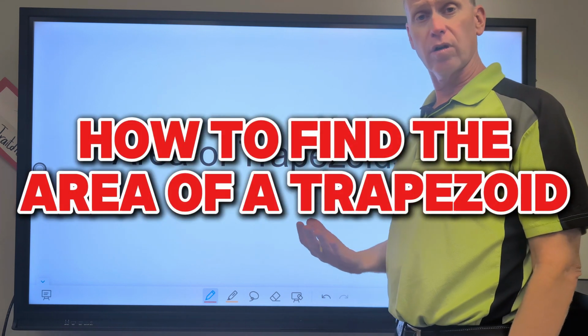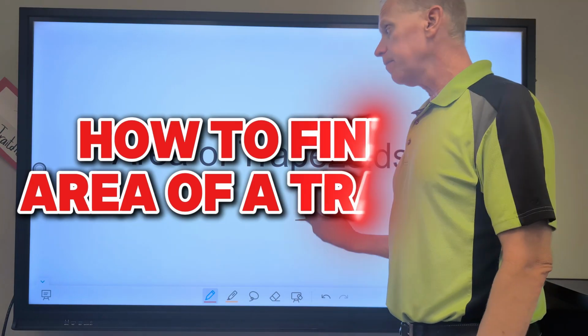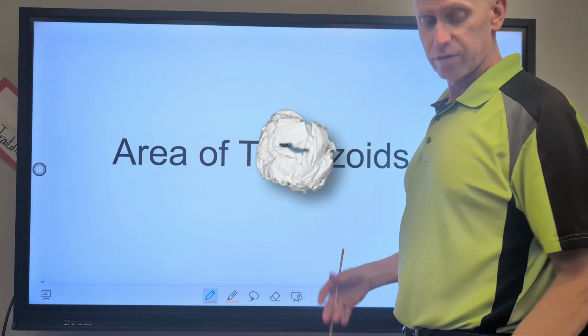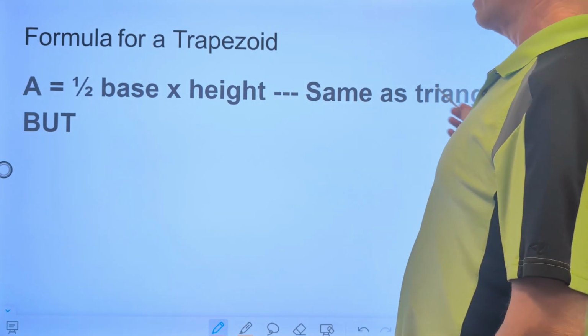Hi, this is a quick and short lesson on area of trapezoids. It's not difficult, but it does take a little bit of figuring, and it's very similar to area of triangles. Here's a formula for a trapezoid. Area equals 1/2 base times height is a triangle.